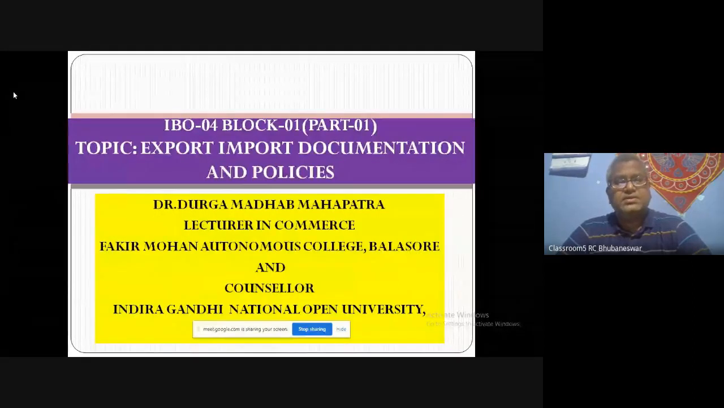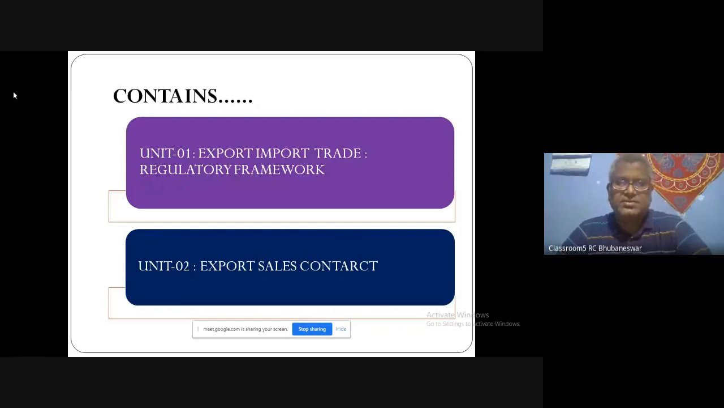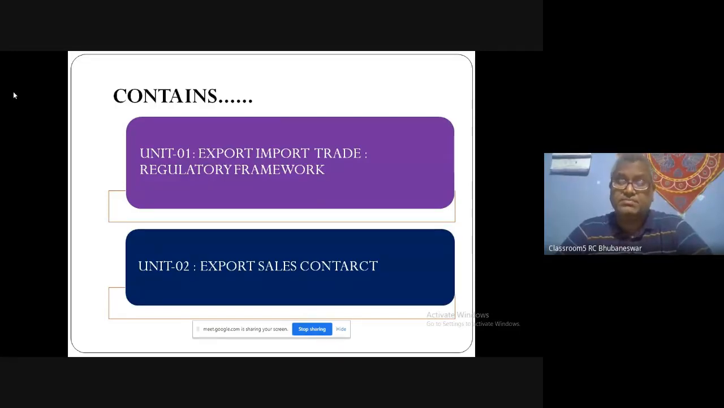My dear students, in IBO 4, unit 1 consists of export import trade regulatory framework. We have somehow discussed the regulatory framework in IBO 1, and some similarities are there. And unit 2, the concept of export sales contract, is also a very big chapter. If you go through your study material, you see in unit 2 a huge amount of material is there, but slowly and steadily we can cover this, and you will understand the points also.